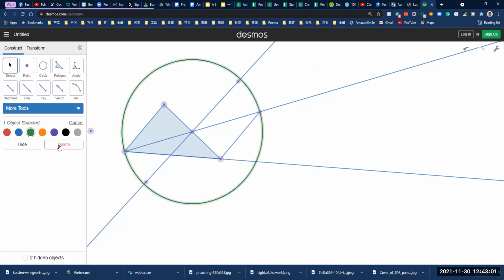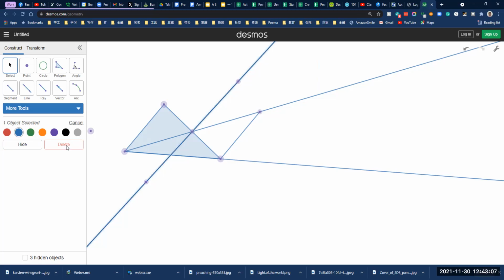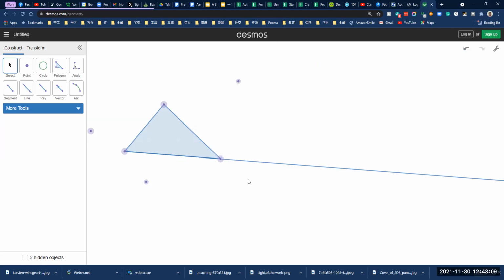Actually, we can just hide it. All right, we can hide this line. We don't need that anymore. Okay, now we're going to do the same thing, but on the other side.